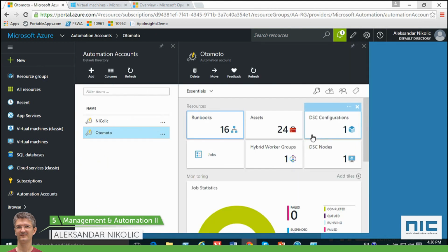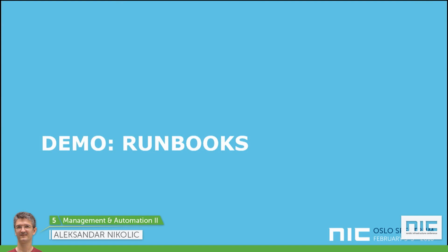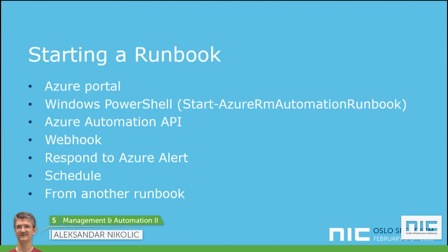Let's go back to our presentation. So I showed you one way to start a runbook from the Azure portal. There are other ways as well. You can start with Windows PowerShell. You can use Start-AzureRmAutomationRunbook, or the cmdlet without RM that will target Service Management. You can also use the Azure Automation API, that's for developers.